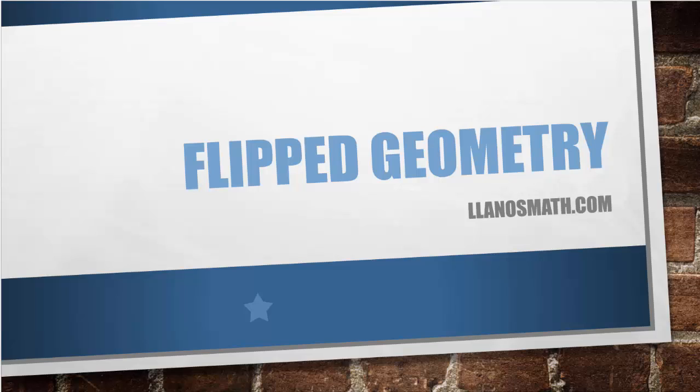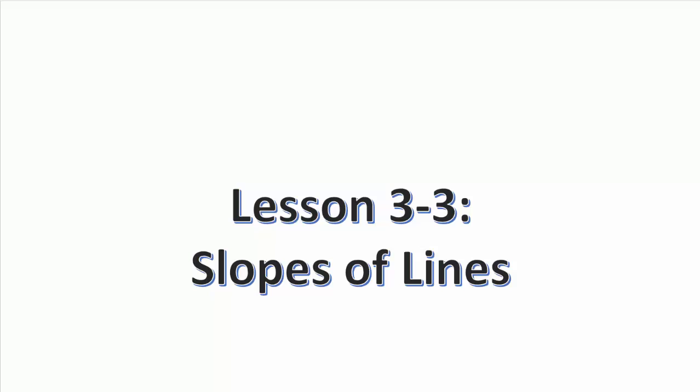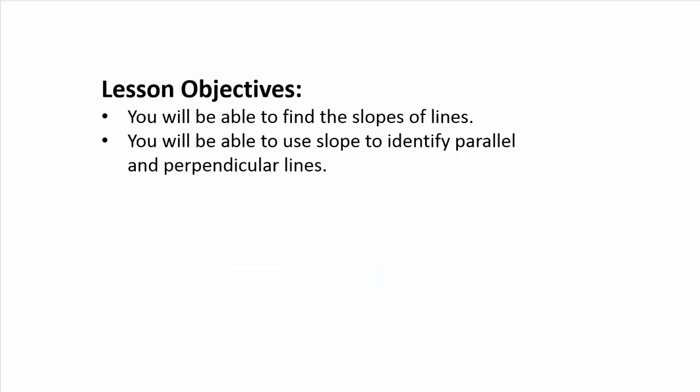Flip geometry. We are going to get into lesson 3-3, which is slopes of lines. You guys have seen this before. We just want to review it once again because we are going to use it again in geometry. After this lesson, you'll be able to find the slopes of lines. You will also be able to use slope to identify parallel and perpendicular lines. Now, that's the only part of it that's going to be new to you. You guys have already been taught in algebra how to find the slopes of lines, but now we're going to apply it to parallel and perpendicular lines.